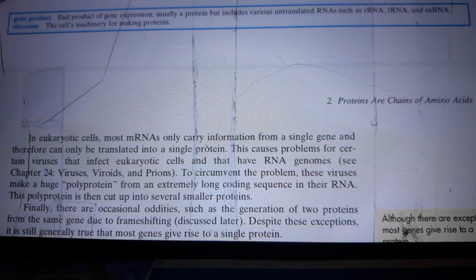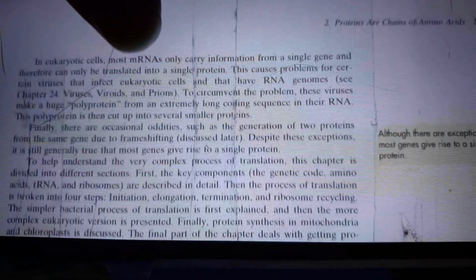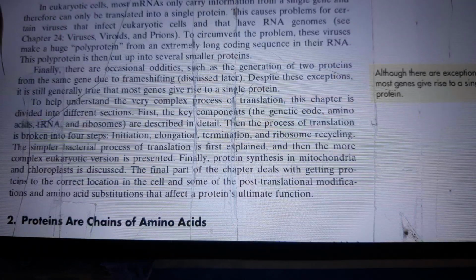So just reading these notes for you, gene products, the end products of gene expression, are usually proteins but include various untranslated RNAs such as rRNA, tRNA, and snRNAs. The cell's machinery for making proteins is called the ribosome. So going to the next page.